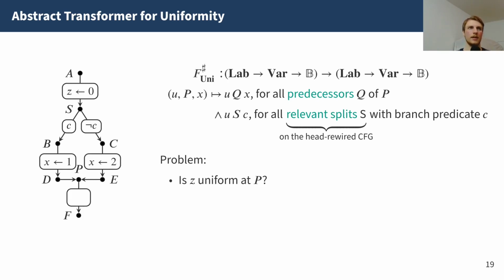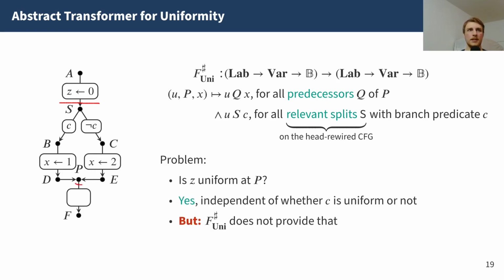Let's look at one last example. Here we have a Z defined before the branch, and it is neither used nor redefined in either branch. So the branching should have no influence on the uniformity of Z at P, right? Unfortunately, if C is varying, this definition of the transformer classifies Z as varying too, because C is the branching predicate of the relevant split point S. This is clearly not desired.